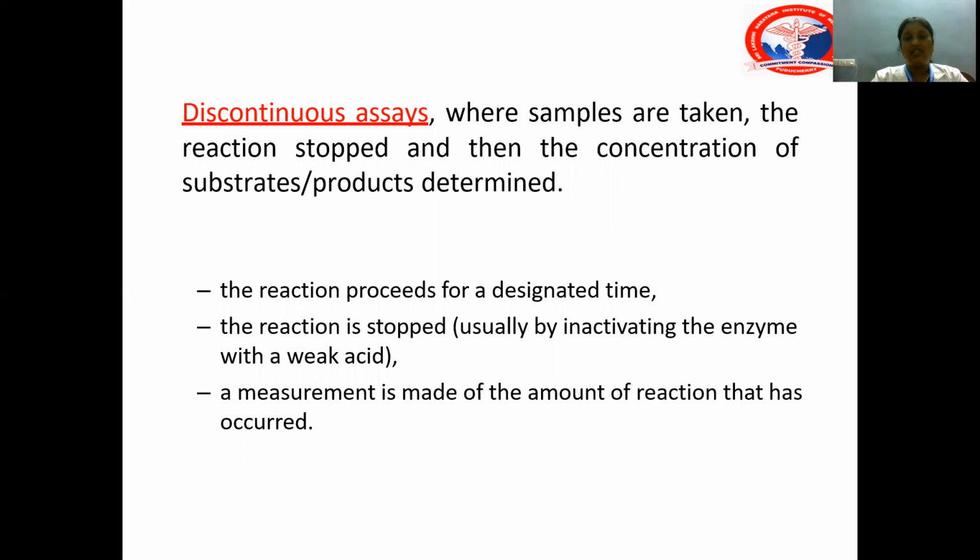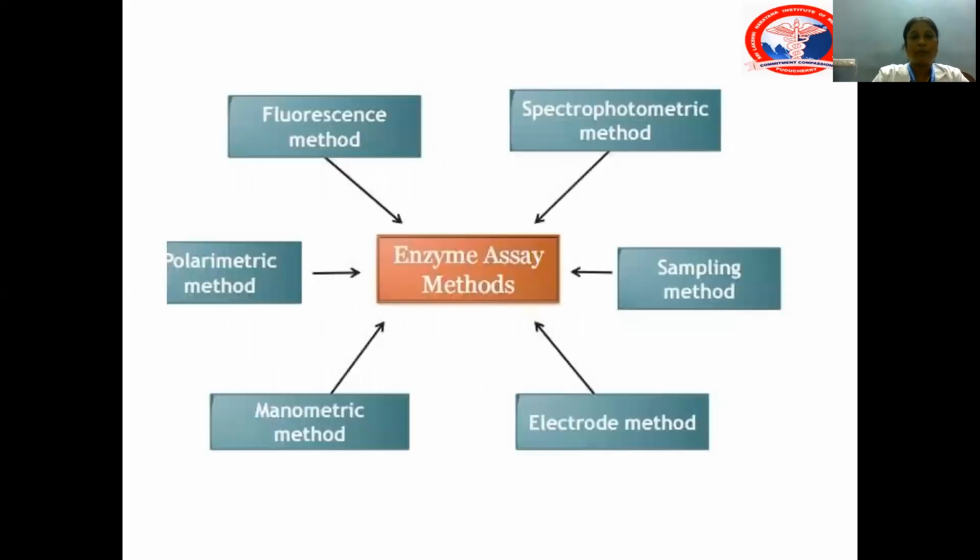That is what we call discontinuous assays. These are assays where samples are taken and the reaction is stopped, and then the concentration of the substrates or products is determined. So here the reaction will be allowed to proceed for a designated time interval and then the reaction will be stopped, for example by inactivating the enzyme with a weak acid, and a measurement is made of how much of the reaction has already occurred.